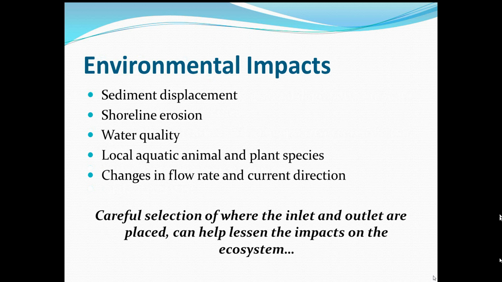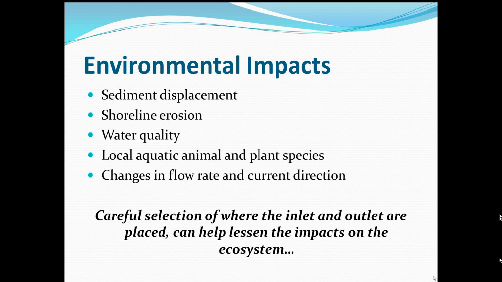Now, what are the environmental impacts? Since fresh water and seawater are continuously being moved, there can be sediment displacement on the river bed. Along with that, there can be shoreline erosion also. Shoreline erosion means that on the shore there can be a lot of erosion and the depth at the shore may increase. It may also sometimes impact the water quality because the brackish water again goes back, which would affect the local aquatic animals and plant species. But this has not been much reported yet.